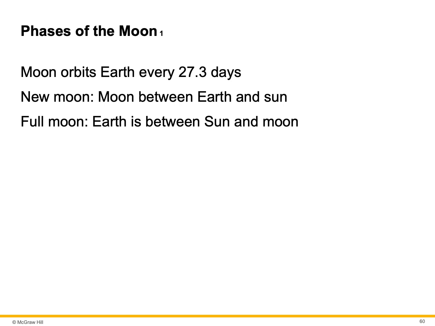The phases of the moon. One of the bits of evidence that the Earth orbits the sun, not the other way around, and that the Earth is round. The moon actually orbits Earth every 27.3 days. The new moon is when the moon is between the Earth and the sun. Therefore, all we see from Earth is the shadow. The full moon is when the Earth is between the sun and the moon, and therefore we see it all lit up.